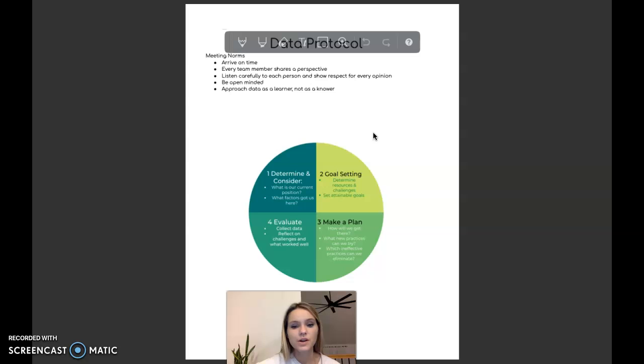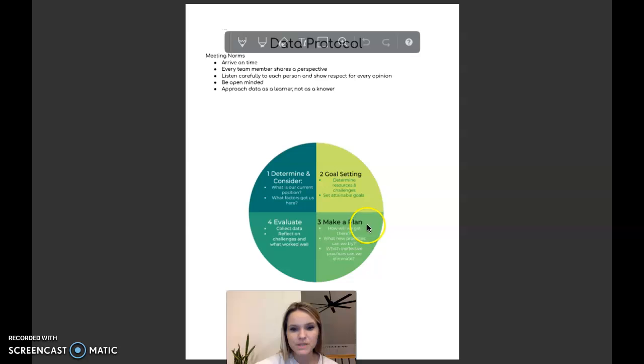So you would determine the resources you have available to you, whether that be curriculum, subscriptions, time, support within your classrooms, as well as challenges. So those things that kind of slow you down and make progress difficult. And from there, set attainable goals.